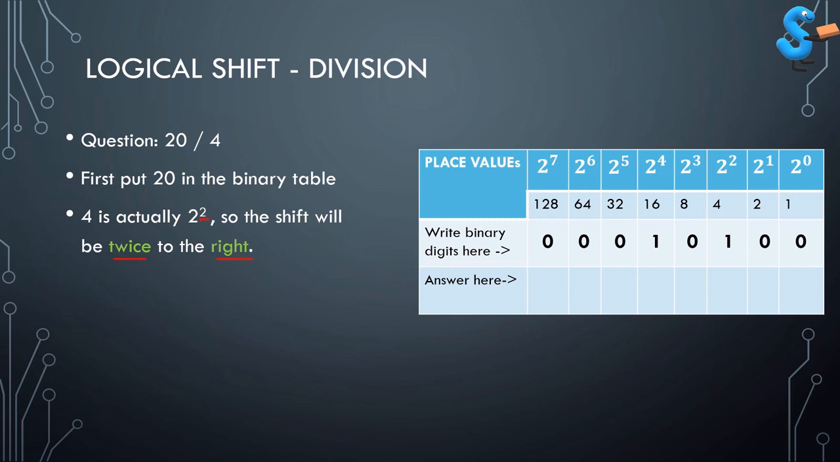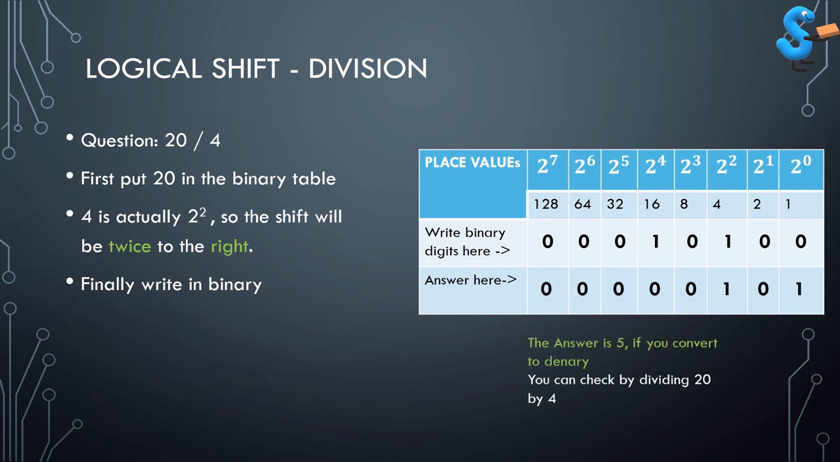So let's try that out on a couple of numbers. We're going to shift this one twice to the right and replace each blank space with a 0. And again, you do the same thing for each and every digit. After you do that, and finally write it in binary, this should be your answer. And the answer is 5 if you convert it to denary. And you can check this by dividing 20 by 4.